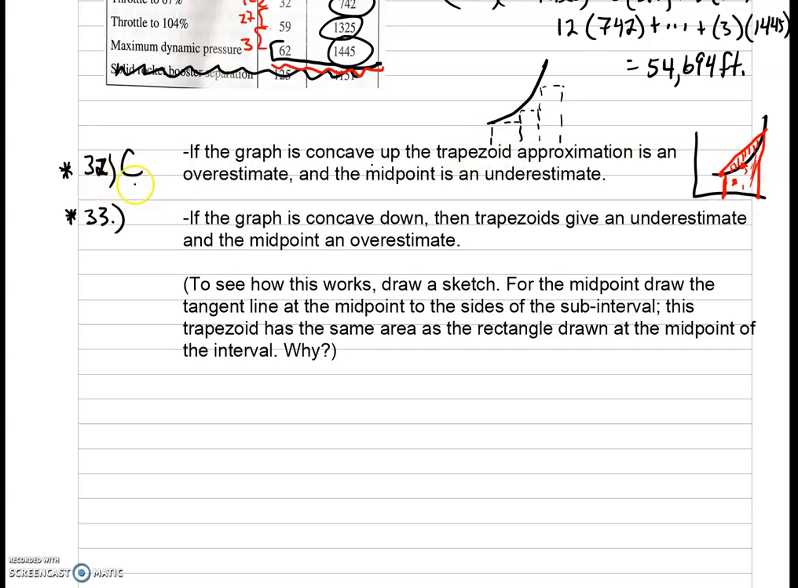It might be worth your time to try to think that through, and I'm happy to talk with you about that in person. 33 is B. 33 is a difficult question to get, I think. It really just turns on this idea that if something is decreasing and concave down, then the trapezoids are going to give an underestimate, the midpoint an overestimate. It turns on that idea.